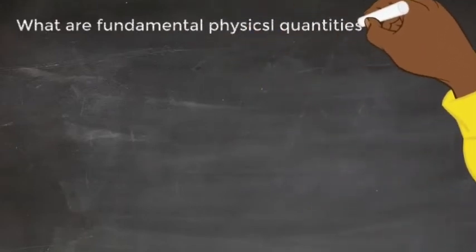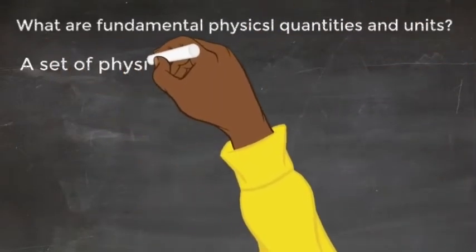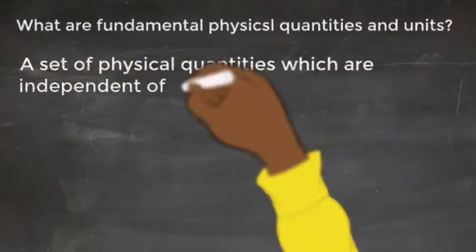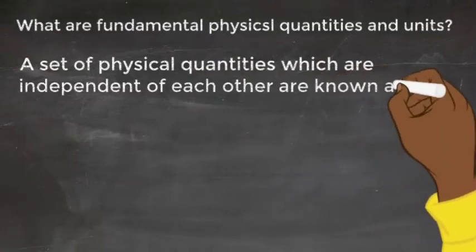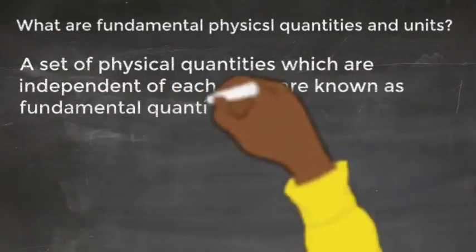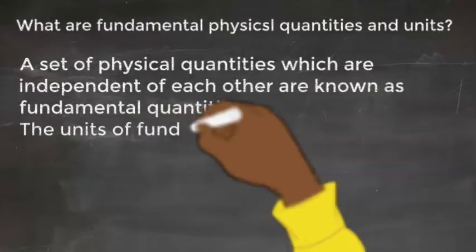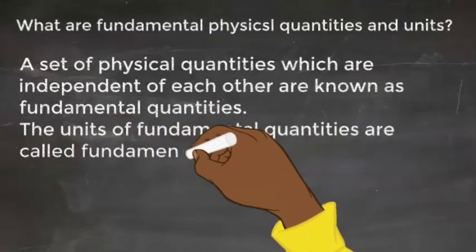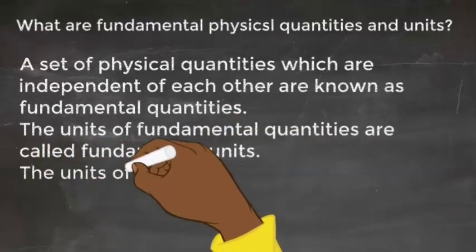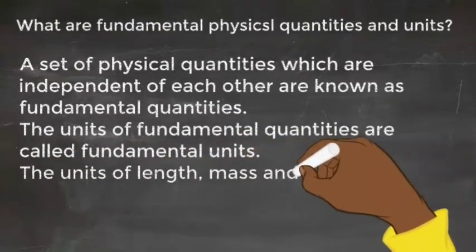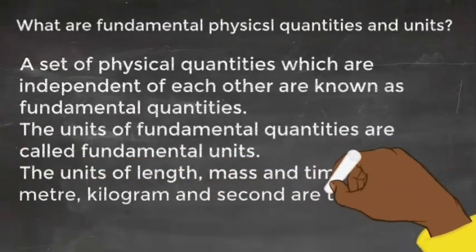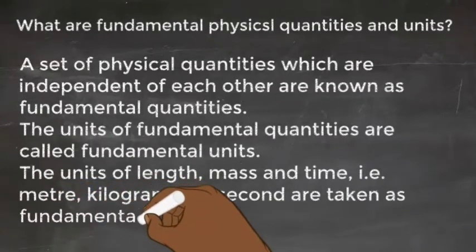What are fundamental physical quantities and units? A set of physical quantities which are independent of each other are known as fundamental quantities. The units of fundamental quantities are called fundamental units. The units of length, mass, and time, that is meter, kilogram, and second, are taken as fundamental units.